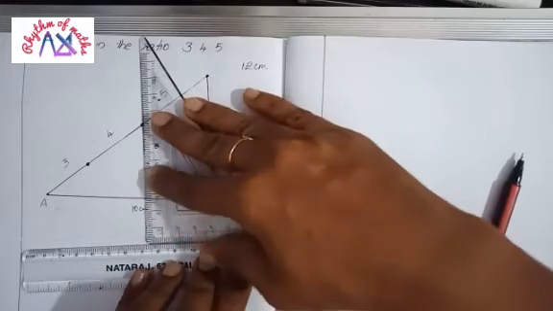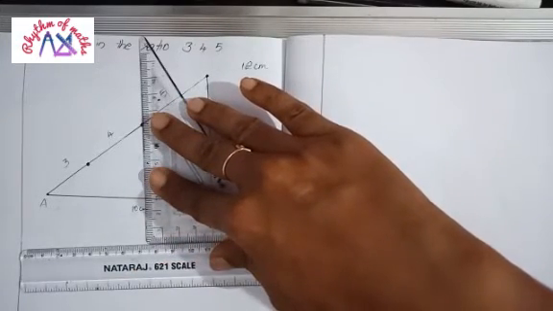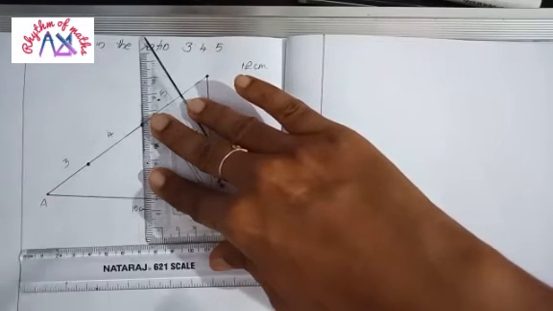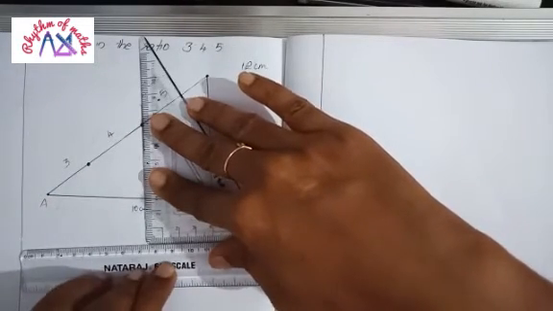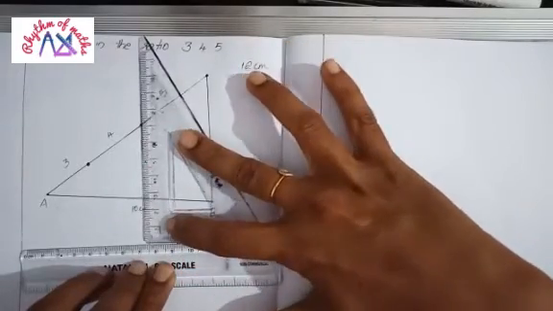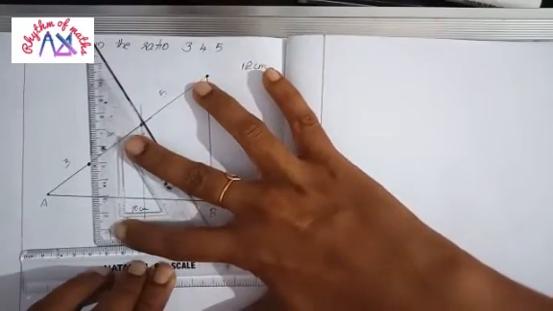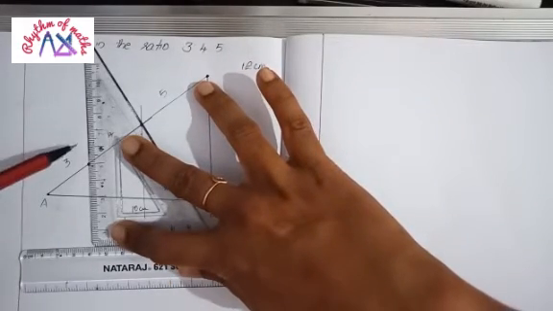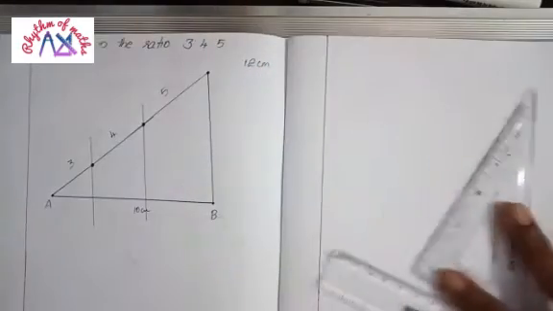Up to the 4 centimeter point. Hold these two tightly, then draw a line like this. Then again hold the scale tightly. Then move the set square up to the point 3. Hold them tightly, then again draw the next parallel line.